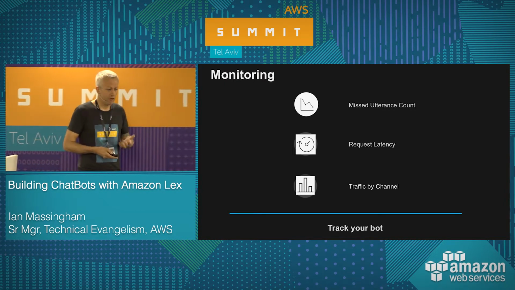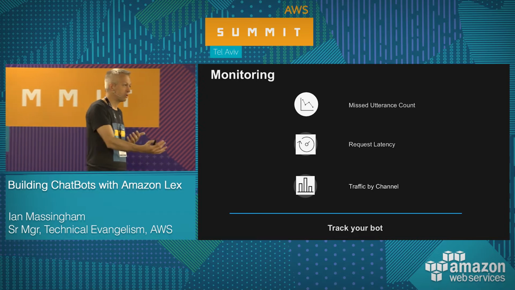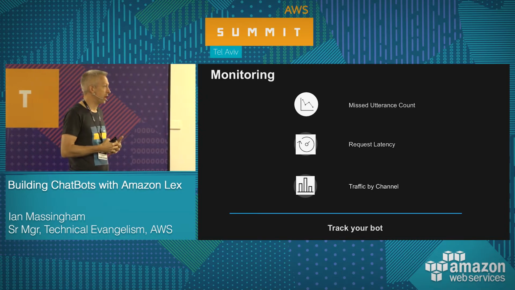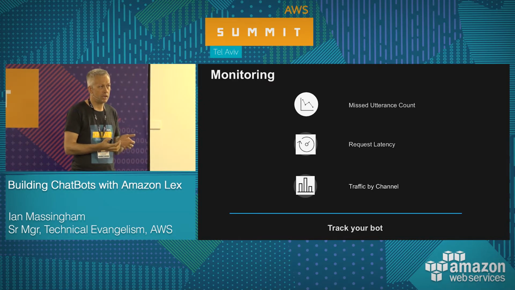Request latency and traffic by channel, so what's coming from Facebook, what's coming from Slack, what's coming from audio. Again, that might lead you towards prioritizing different features.